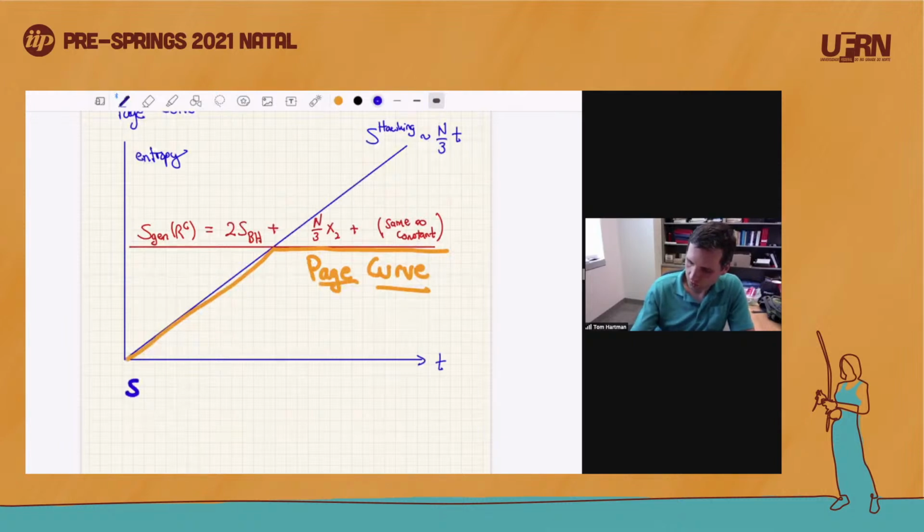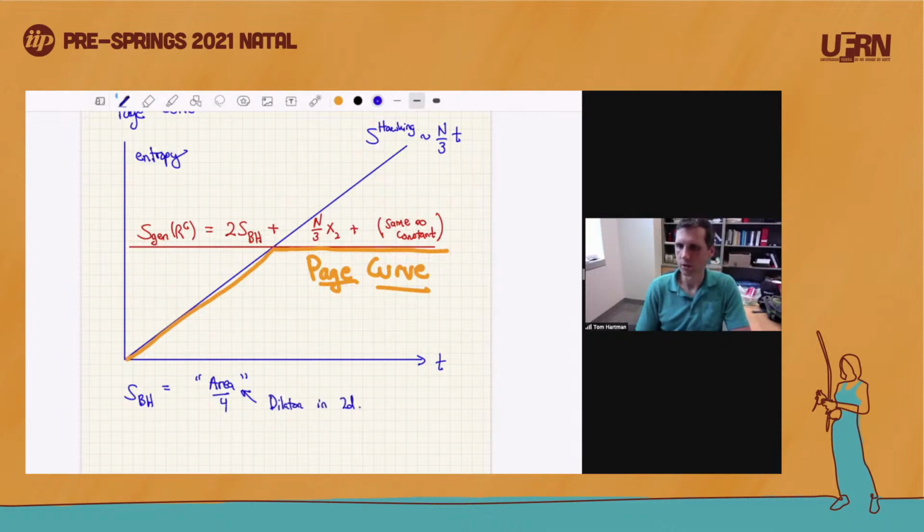The thing I didn't explain yet is this S black hole. S black hole means area over 4, just the usual Bekenstein-Hawking entropy of a black hole, except with the caveat that when you're doing two-dimensional dilaton gravity, the area really means the dilaton. And this black hole entropy is just n/6 times the mass of the black hole in the RST model.